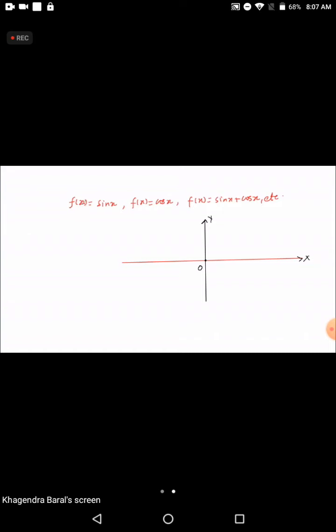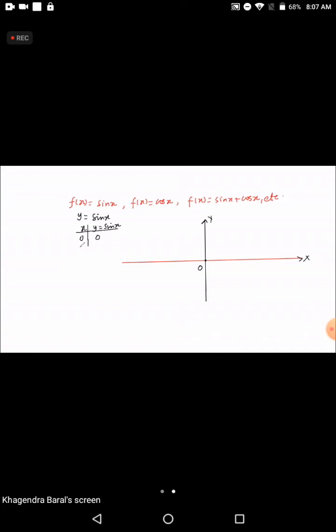If x is equal to 0, then sin x is also equal to 0. So we get that the curve f of x is equal to sin x passes through the origin. In this function, f of x is y, you can say y is equal to sin x. If you substitute x is equal to 0, then y, the value of sin x, is sin 0, which is equal to 0. So the curve passes through the origin.